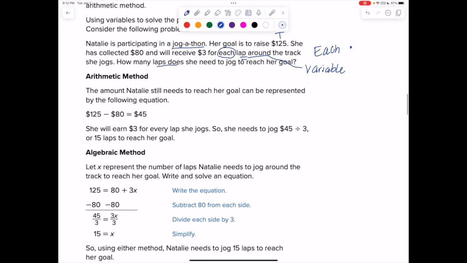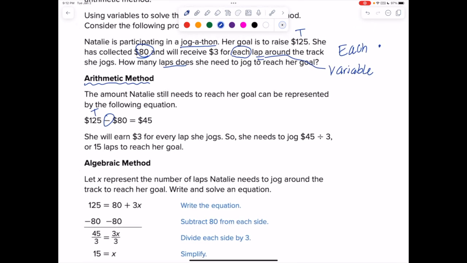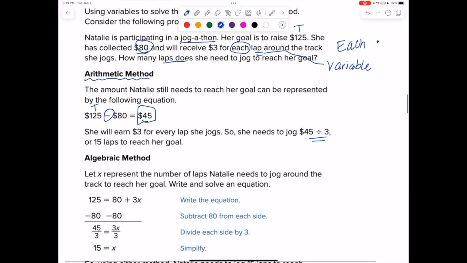So one way is this arithmetic method, which is sort of what you typically would go to, which is just figuring out the problem using just numbers and then using its solution to do something else. So basically we started off with her total. Because she already collected $80, they subtracted that. And she has $45 left to earn. So then, since we know that she earns $3 for every lap, you then would take the $45 and split it up or divide by 3 to figure out that she has 15 laps to reach her goal. So it's this multi-step, no variable situation.